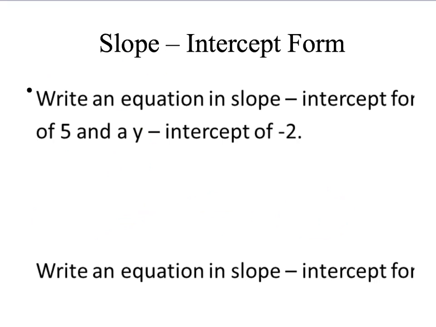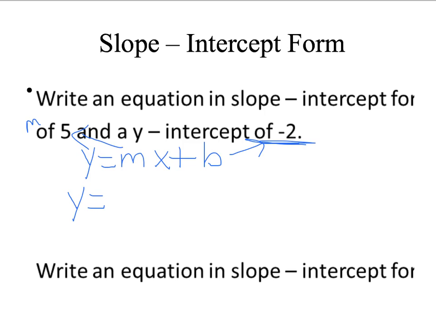Next, I want to practice writing an equation in slope-intercept form. And my question got cut off here a little bit, but this is a slope of 5 and a y-intercept of -2. Slope-intercept form is y equals mx plus b, where m is my slope and b is my y-intercept. So y equals 5x minus 2.